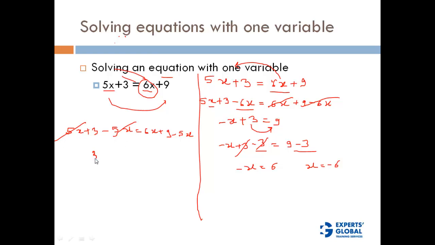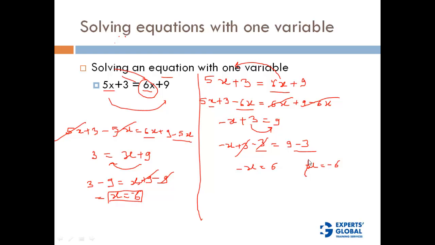So what we get is 3 is equal to, how many x we have here now? 6x minus 5x is x plus 9. Correct? So this 9 we get from right hand side to left hand side. So it becomes minus 9. So this 3 minus 9 is equal to x plus 9 minus 9. So this minus 9 plus 9 get cancelled. So we get x is equal to minus 6. So we'll get the same value both ways.